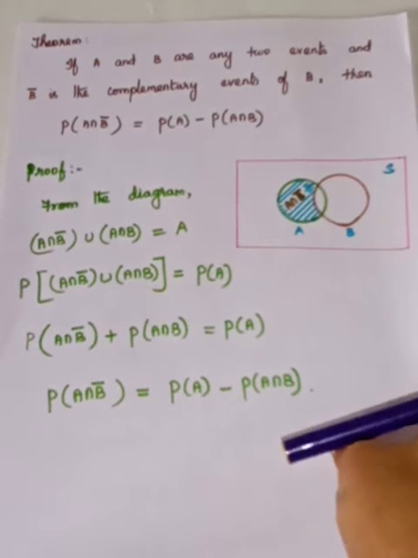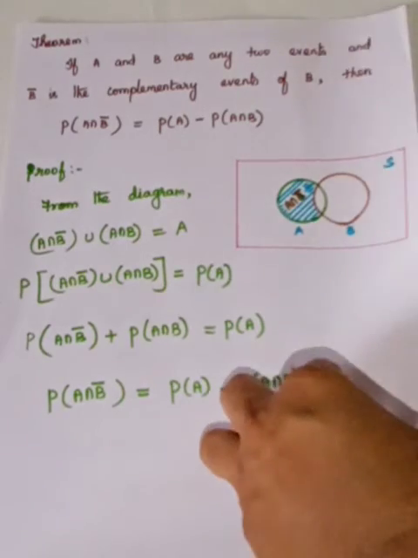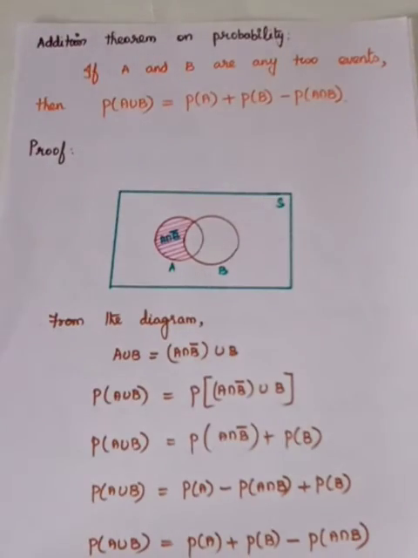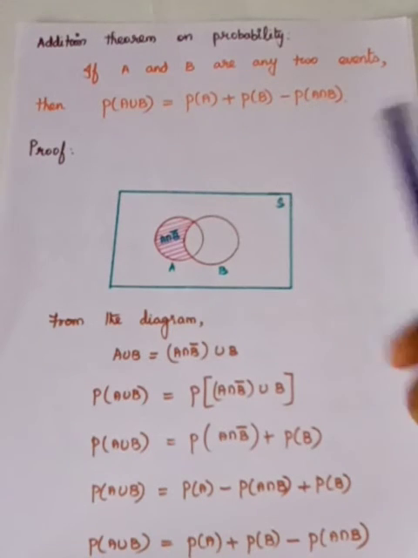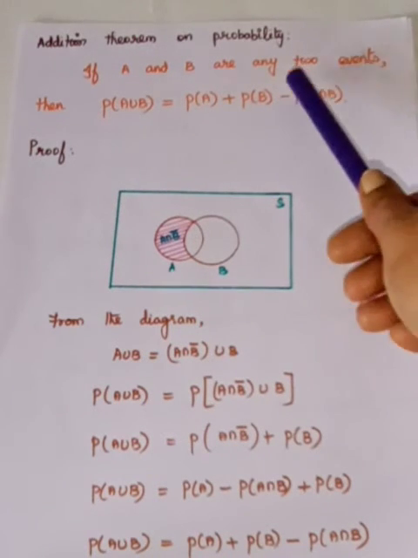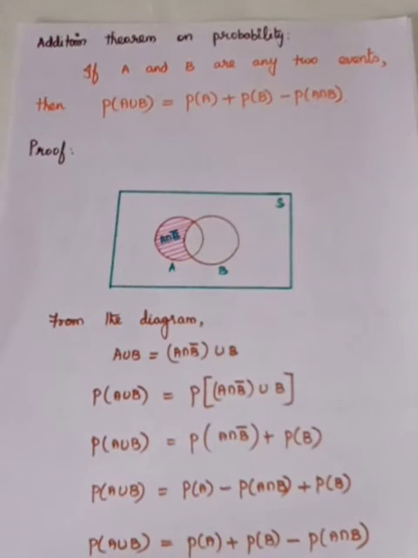The next one is the addition theorem on probability. If A and B are any two events, then P of A union B is equal to P of A plus P of B minus P of A intersection B. Already we have seen that if A and B are mutually exclusive events, P of A union B is equal to P of A plus P of B. Here, for any two events, P of A union B is P of A plus P of B minus P of A intersection B.